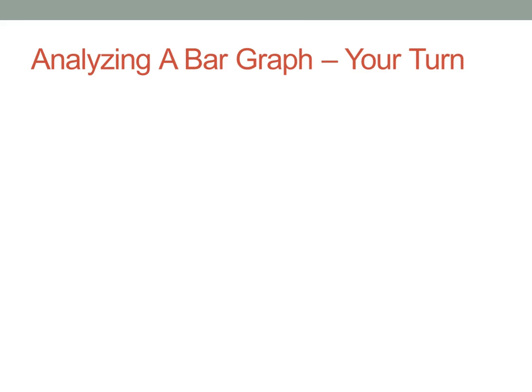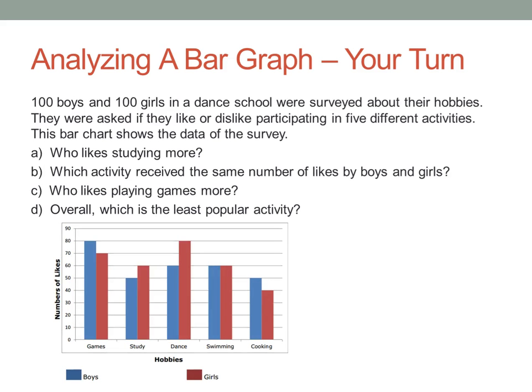Now let's analyze a bar graph. You're going to do this on your own. So here's a problem. 100 boys and 100 girls in a dance school were surveyed about their hobbies. They were asked if they like or dislike participating in 5 different activities. And this bar chart below shows the data. So I want you to answer who likes studying more, either boys or girls, and which activity received the same number of likes by boys or girls. So here are your activities, so one of those will be your answer.